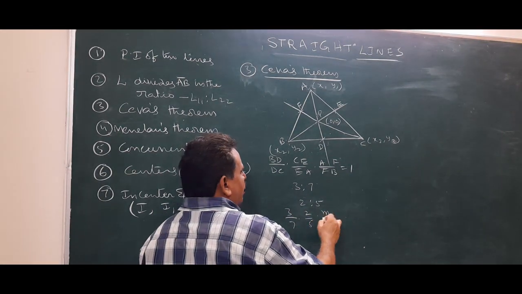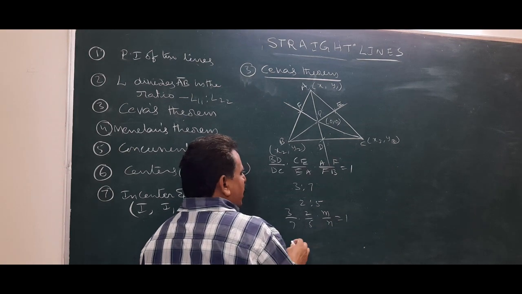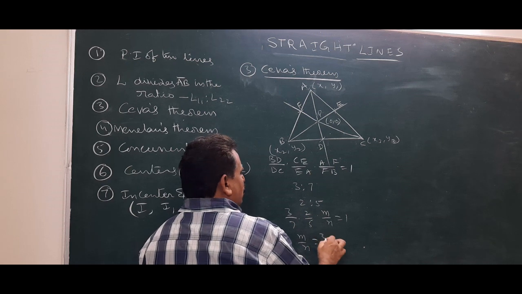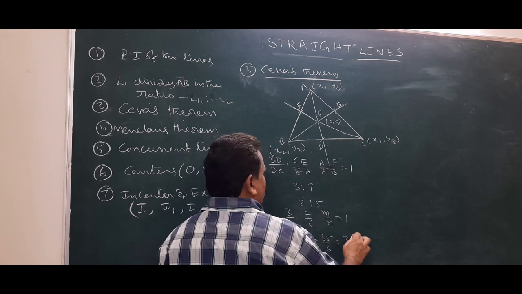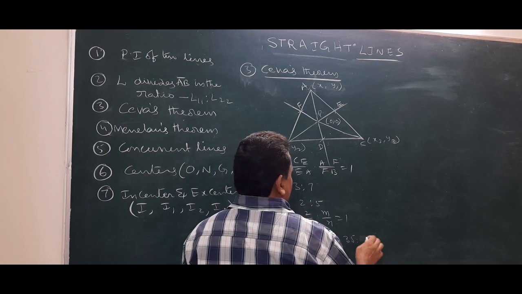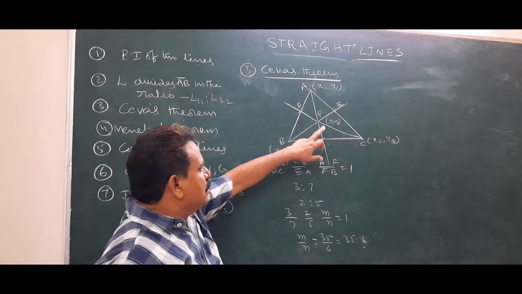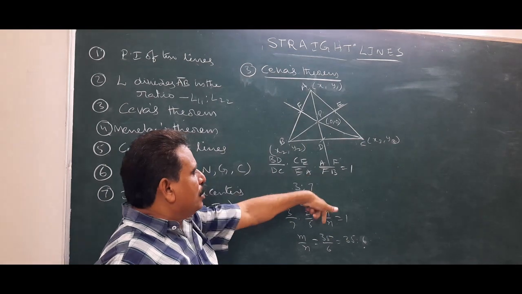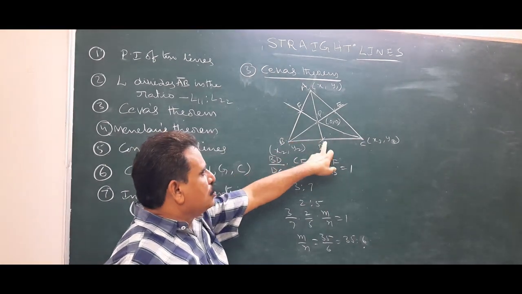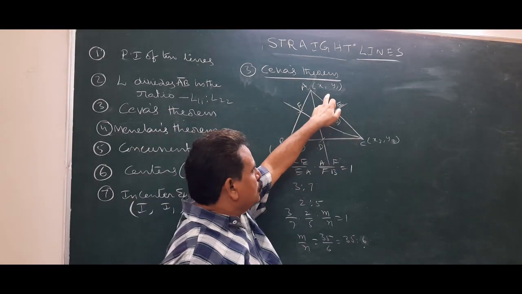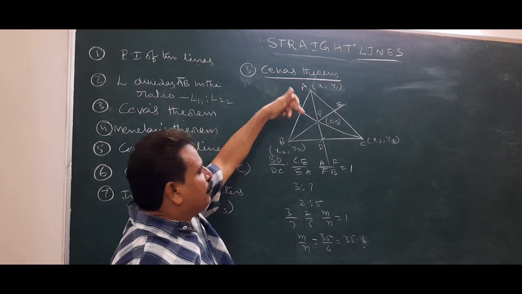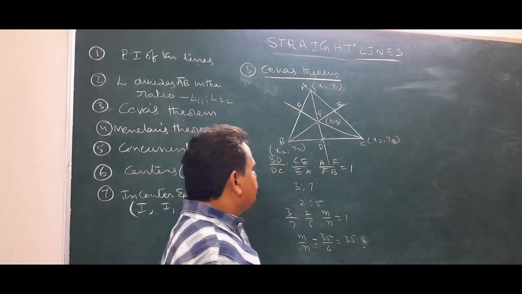That is taken as m by n equal to 1. We get m by n equal to 6 by 35, so the required ratio is 35 by 6. That means CP divides AB in the ratio 35:6, since the other two ratios are 3:7 and 2:5. So automatically we can find this ratio, that is 35:6.